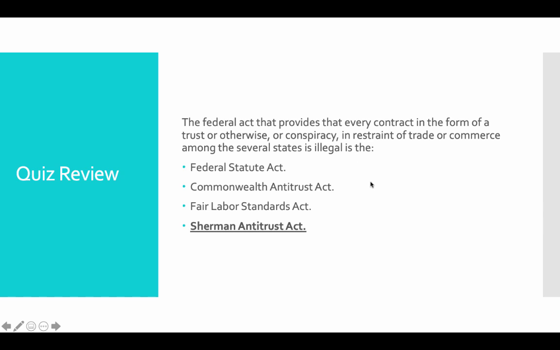The federal act that provides that every contract in the form of a trust or otherwise or conspiracy in restraint of trade or commerce is illegal is the Sherman Antitrust Act. Obviously there are several different laws listed there, but the Sherman Antitrust Act really comes into play when you're talking about restraint of trade or development of monopoly. Not monopoly the game, but monopoly in an industry. For example, I used to live in upstate New York, where the only person that you could get high-speed internet from was Spectrum, which was previously Time Warner Cable. We didn't have access to Verizon or other types of high-speed online services. So they really had a type of monopoly. That would be inappropriate under the Antitrust Act because it's a restraint of trade. So you don't ever want to have those situations.